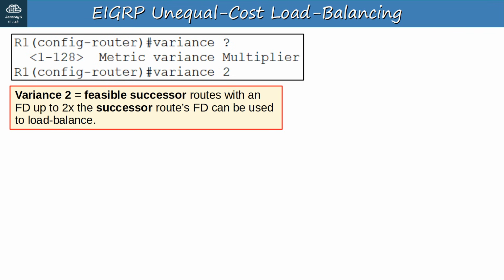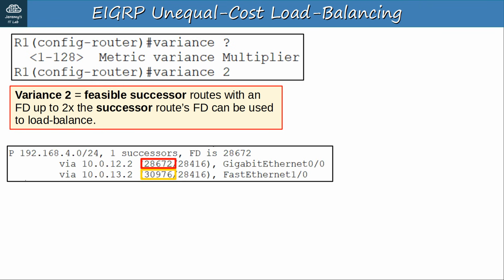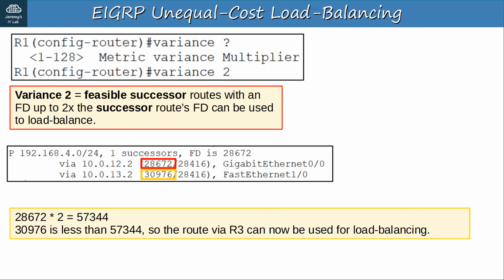Let me explain with our example. Here are our routes. The successor's FD is 28,672, but I just configured a variance of 2, so we can double that. 28,672 times 2 equals 57,344. The feasible successor's FD is 30,976. 30,976 is less than 57,344, so the route via R3 can now be used for load balancing. I'll show you in the next slide that it has now been entered in the routing table of R1.